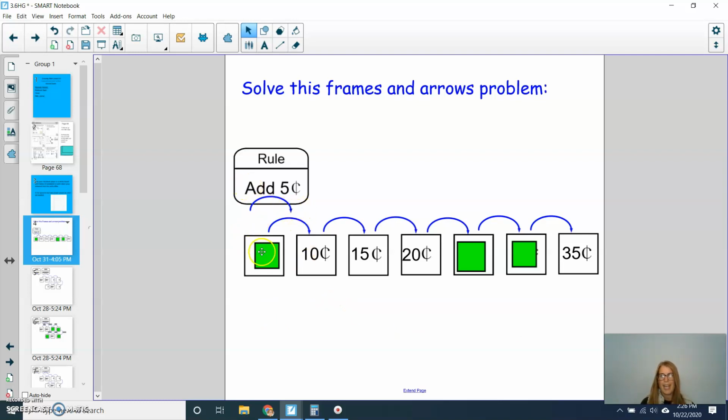So my rule is to add 5 cents. Now if I have 10 cents, I need to do the opposite to figure out the first one. So I'm thinking 10 minus 5, I would have 5. Then they give me 15 and 20. 20 plus 5 would be 25. 25 plus 5 would be 30. So we know what to do when we have our frames and arrows with just one rule.